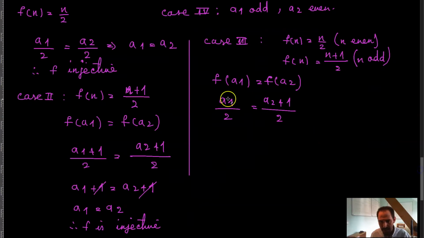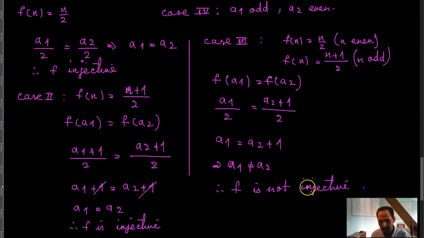And of course you can see that you will not get this. You will get a1 is equal to a2 plus 1, and so that means that basically a1 is not equal to a2, which means that basically f is not injective.